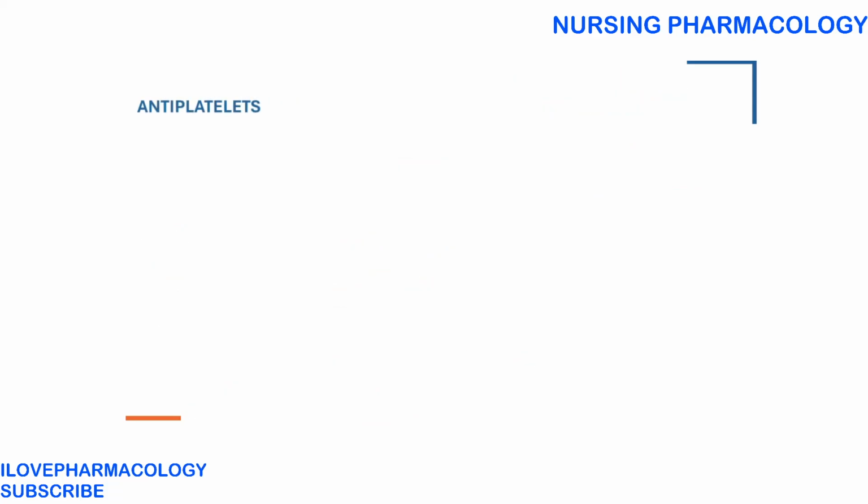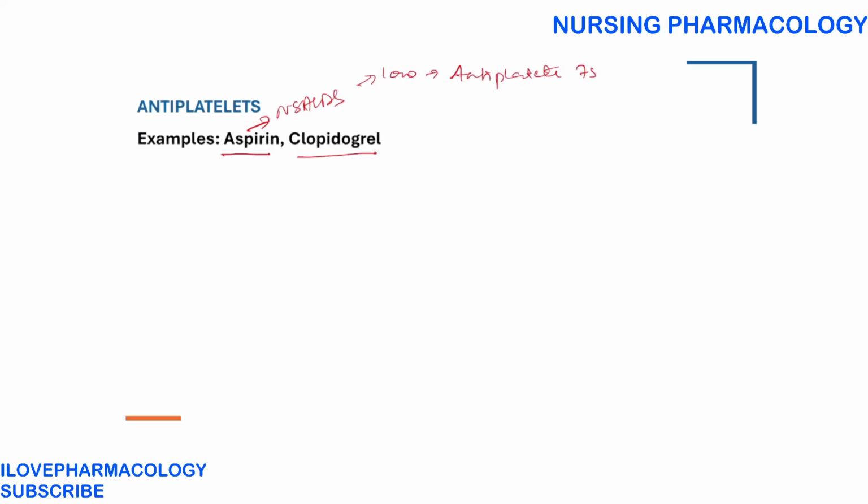So next, coming to the antiplatelet agents, which prevent the aggregation of the platelets. Usually you should remember aspirin and clopidogrel. Aspirin is a non-steroidal anti-inflammatory agent. At low doses, what will happen? It acts as an antiplatelet agent. Low dose means what? Around 75 to 325 milligram.